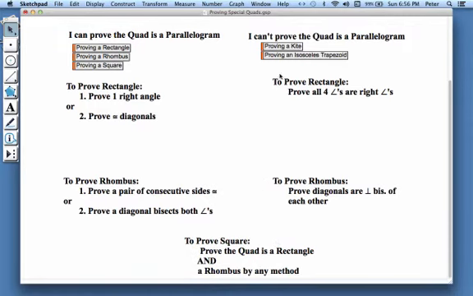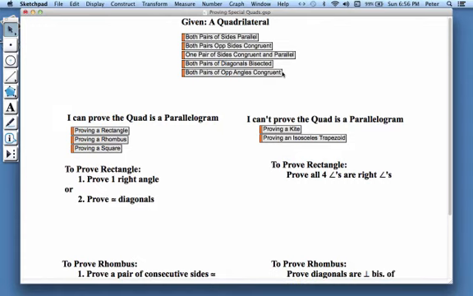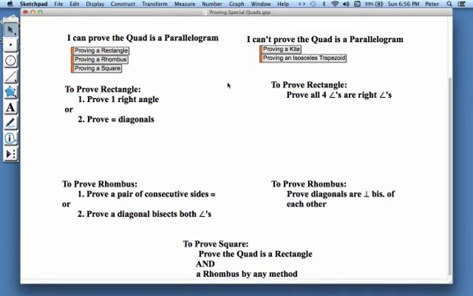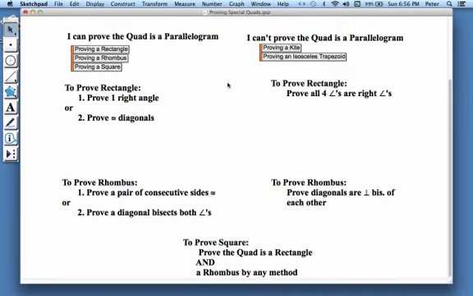Okay, let's take a look at what happens if we were not able to prove the figure was a parallelogram. In other words, we couldn't show any of these five methods to be true. Doesn't mean it's not a parallelogram. It simply means we can't prove that it is a parallelogram. Could we still prove it's a rectangle? Yes. You just have to prove that all four angles are right angles.